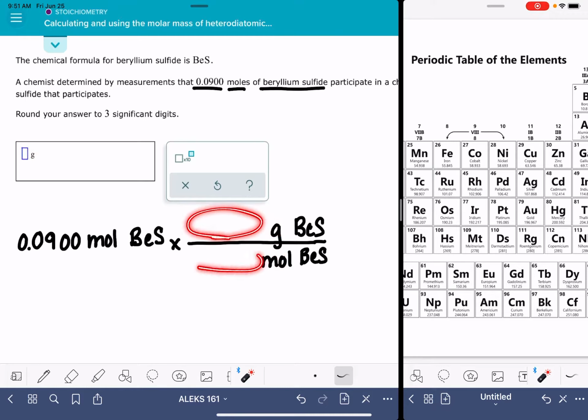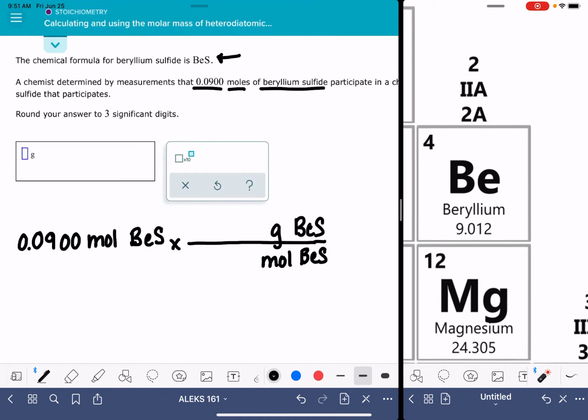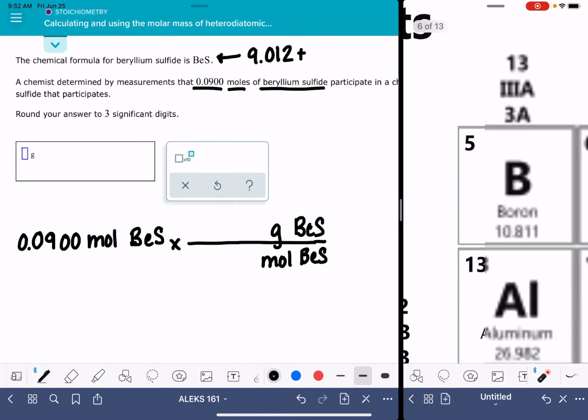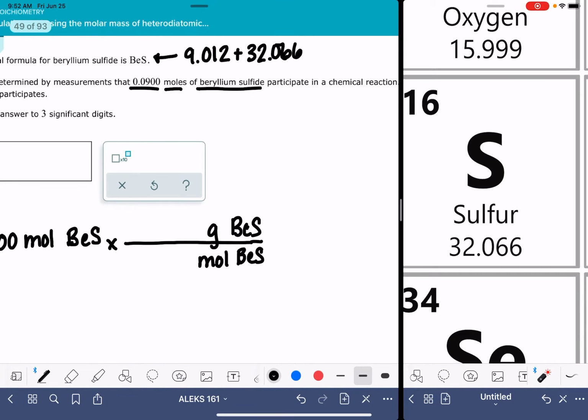And then all that we have left to do is fill in a conversion factor. The conversion factor that we're going to use here, the relationship between moles and grams, is the molecular weight. So we need to figure out the molar mass of BeS. We're going to do that by taking the atomic masses from the periodic table. Beryllium is 9.012 and sulfur is 32.066. We're going to add those up to give us the molar mass of BeS.